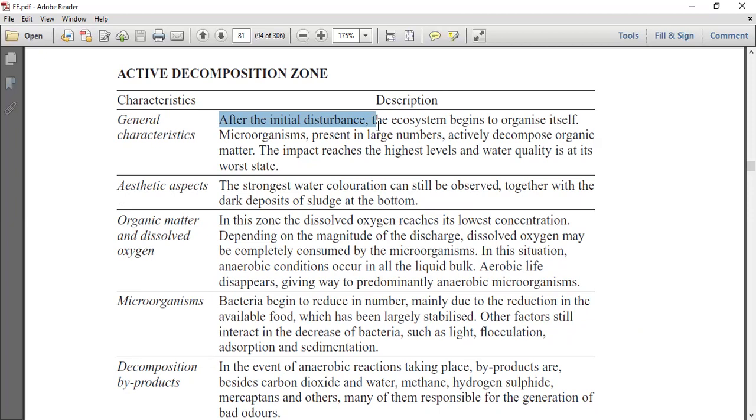In this zone, the dissolved oxygen reaches its lowest concentration, depending on the magnitude of the discharge. Dissolved oxygen may be completely consumed by the microorganisms. In this situation, anaerobic conditions occur, and in the whole liquid bulk aerobic organisms likely disappear, creating an environment with predominantly anaerobic microorganisms. Bacteria begin to reduce in number, mainly due to the reduction in the available food, which has been largely stabilized. Other factors also contribute to the decrease of the bacteria, such as light fluctuation, absorption, and sedimentation.